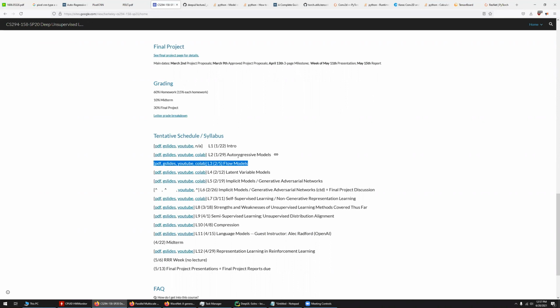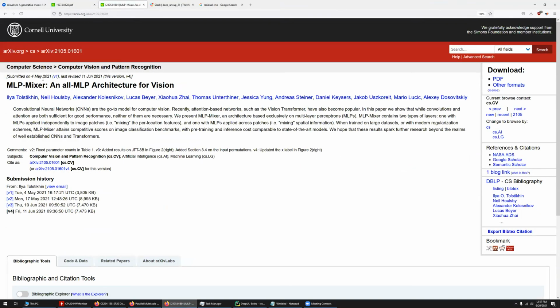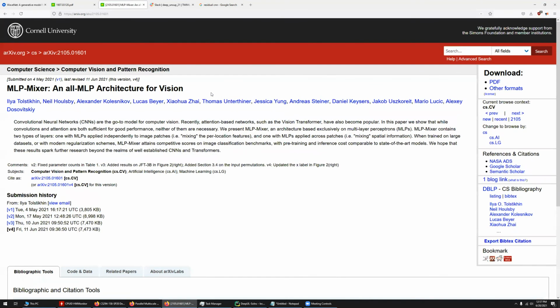Okay, and I was going to say I saw this paper some time ago, MLP Mixer. Basically, they're saying that it's just an MLP, a multi-layer perceptron, but it achieves better performance than CNNs. So this was by DeepMind or something like that. I forgot. Maybe this is DeepMind.